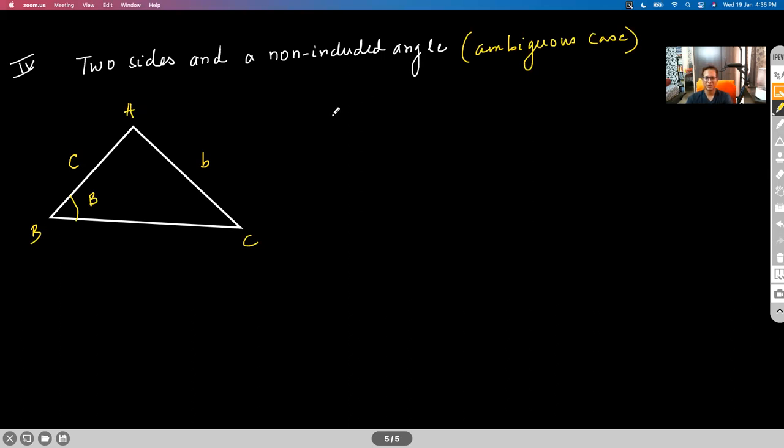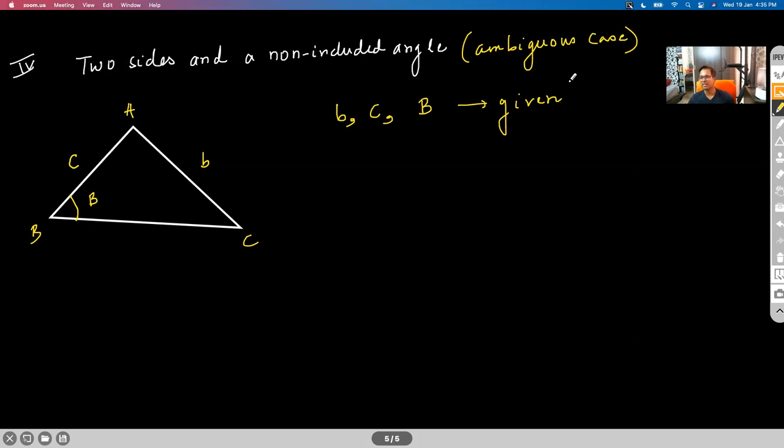Fine. So what is given to you? Small b, small c, and capital B are given to you. How do you find out the other unknowns in a triangle? That is what we are going to discuss under this ambiguous case. So listen to this very, very carefully.